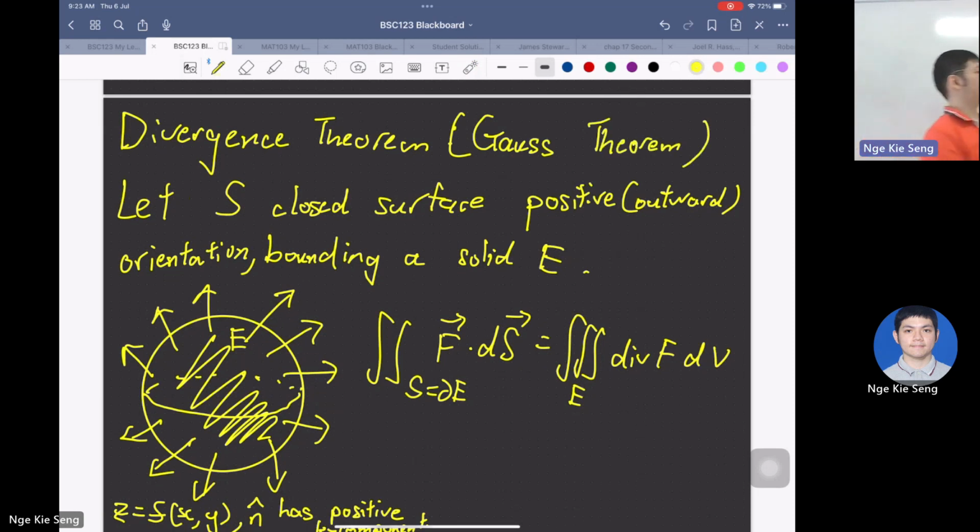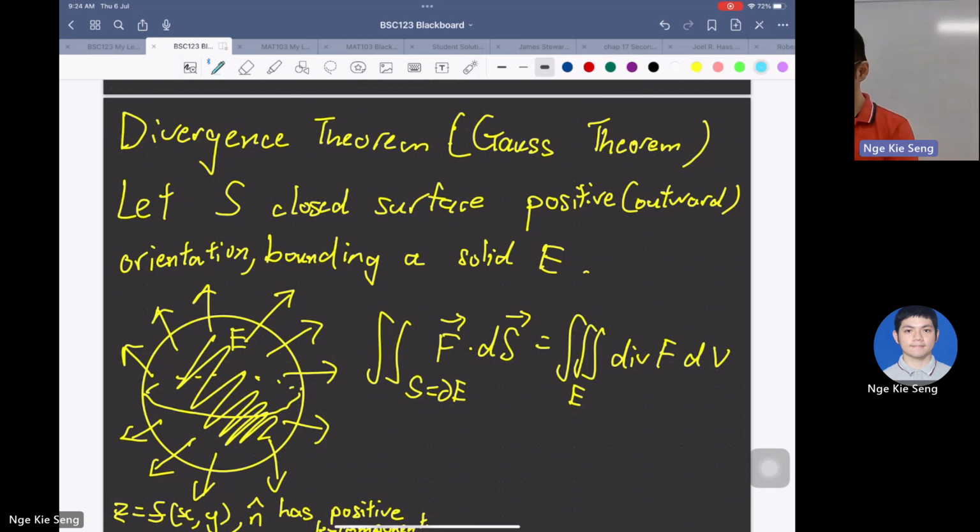You need to compare Stokes' theorem and the divergence theorem. They are parallel. In Stokes' theorem, you relate a loop to a surface; the loop is upgraded to a surface. In the divergence theorem, you relate a closed surface to a solid. In Stokes' theorem you have curl, and in the divergence theorem you have div. You get what I mean?